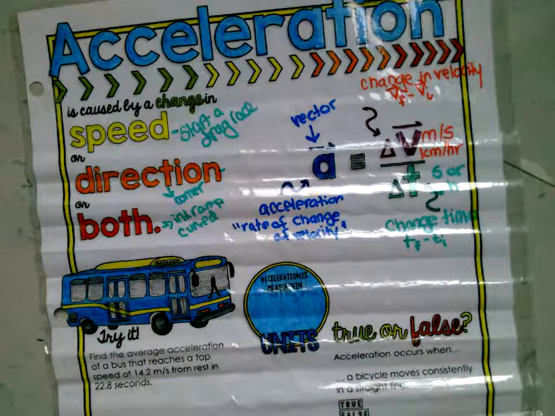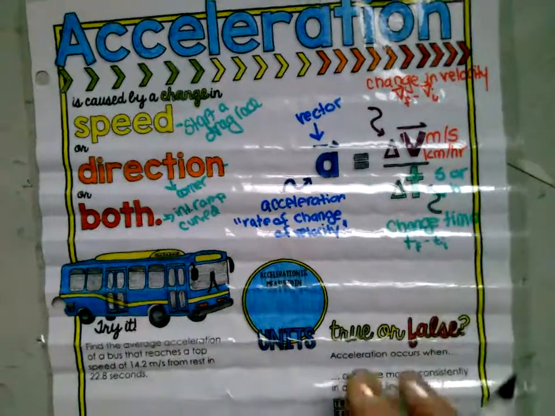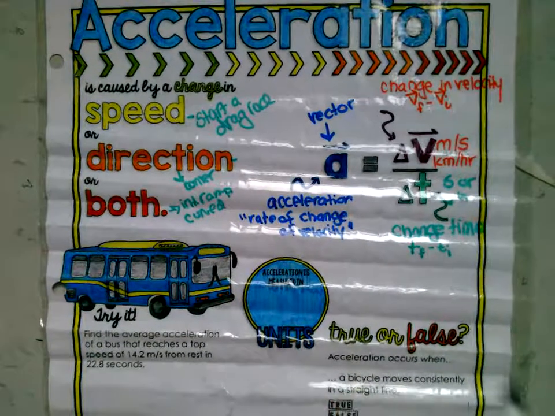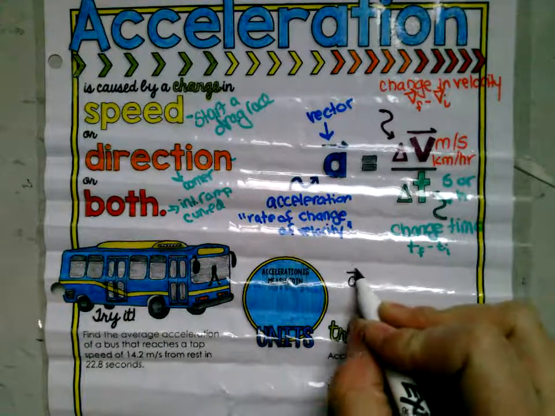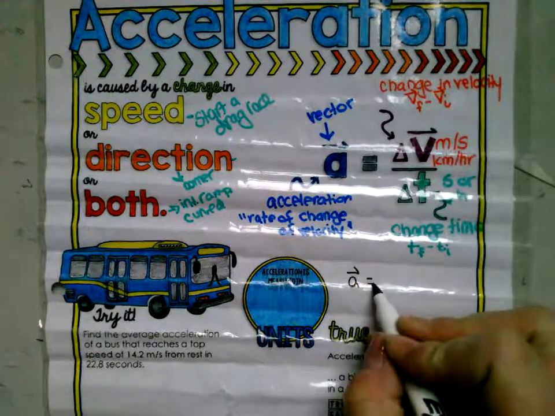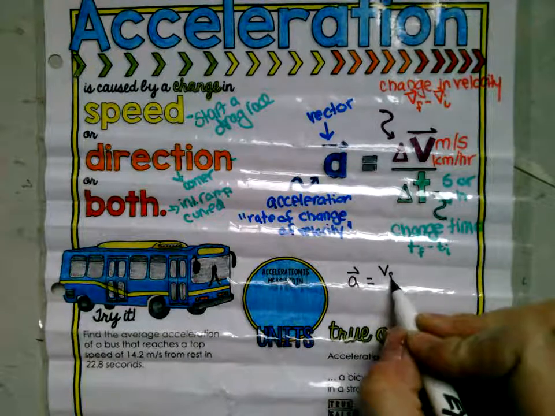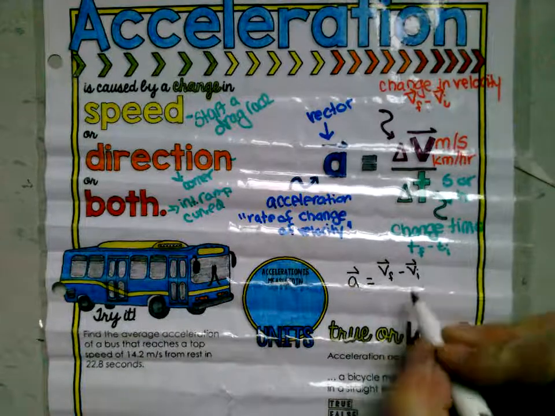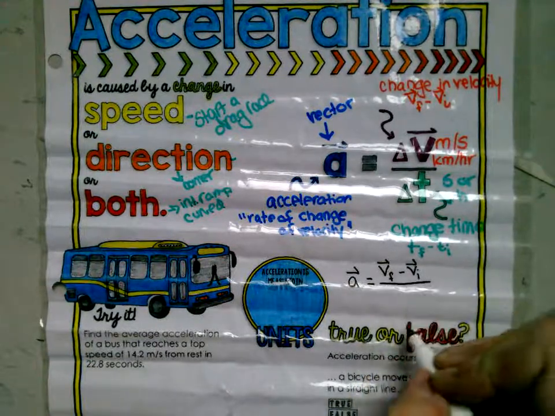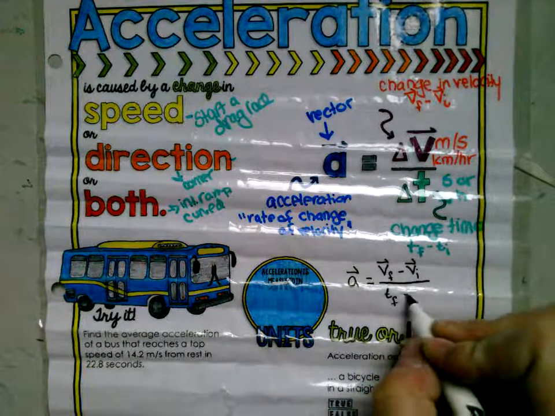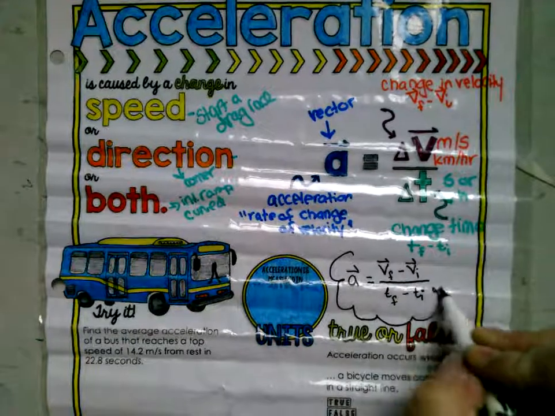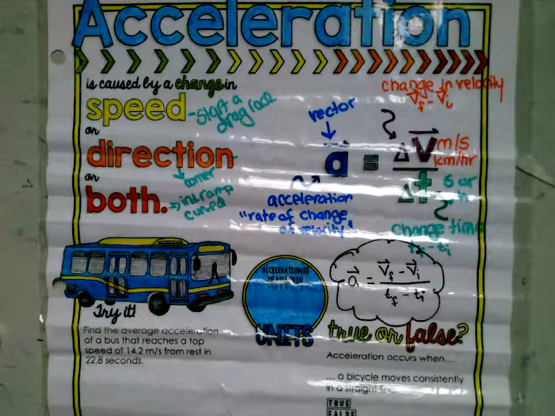When some people write out the formula for acceleration, they're going to write it a little bit differently than what I have up here. They are going to write that acceleration is equal to the final velocity minus the initial velocity, those are both vectors, over the final time minus the initial time. So this is what I would remember if I was going to remember a formula for acceleration.